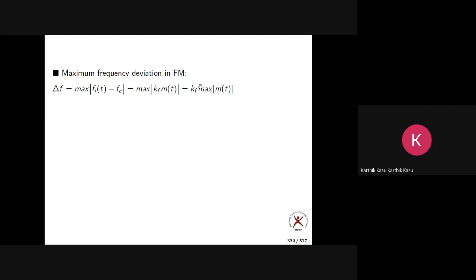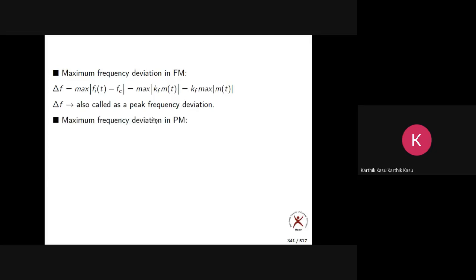Kf maximum of m of t. So this is the maximum frequency deviation, in what kind of modulation? Frequency modulation. Please don't get confused here. We are studying frequency modulation and phase modulation simultaneously, because there is not much difference between them. That is the reason we are studying them parallelly. So please pay some attention so that you will understand very clearly. There is nothing to be confused about, they are very, very easy. The only thing is we are studying them parallelly. That's it. This is also called the peak frequency deviation.